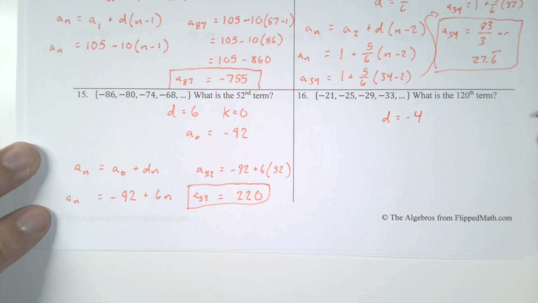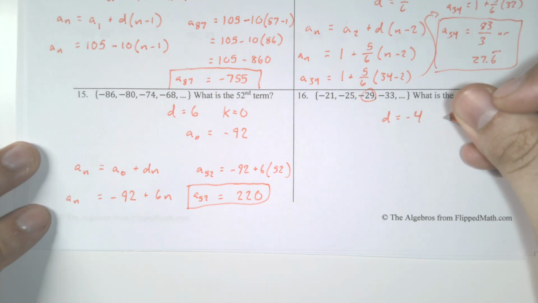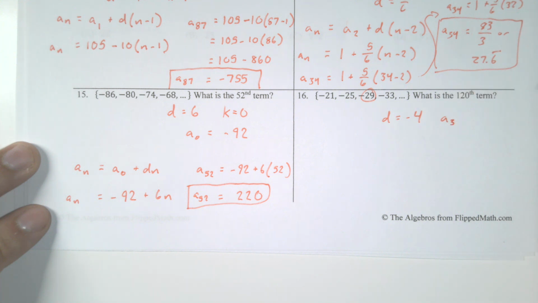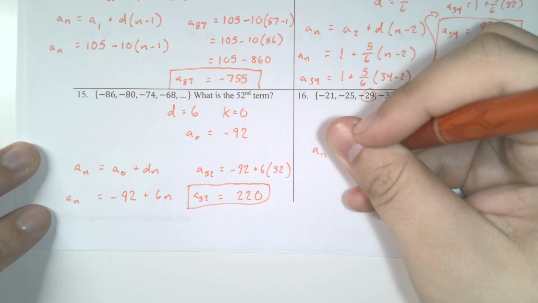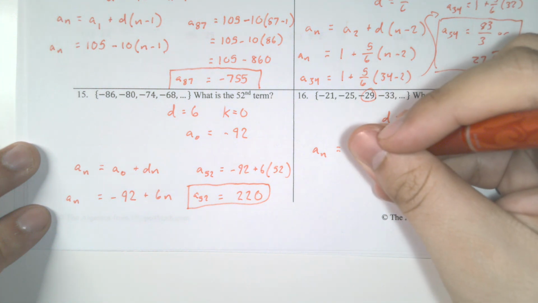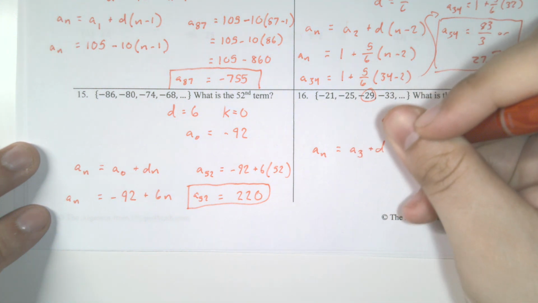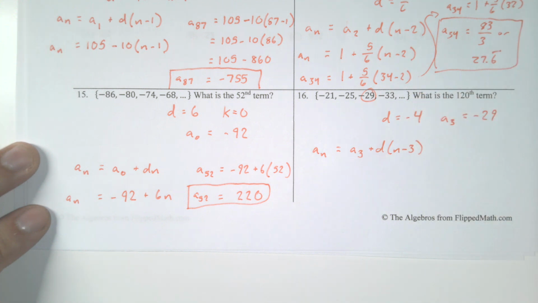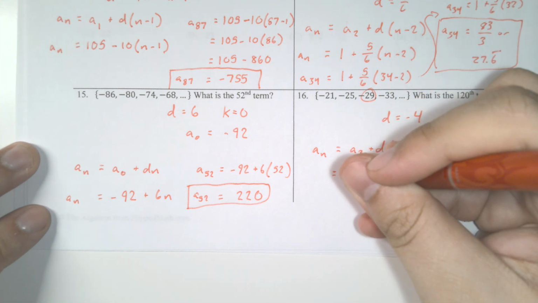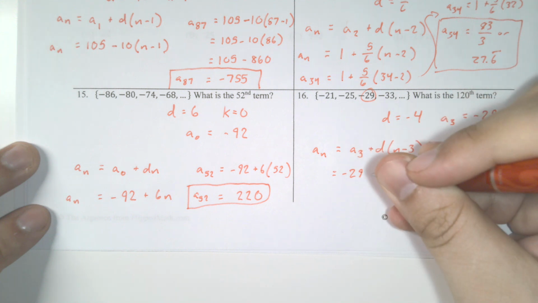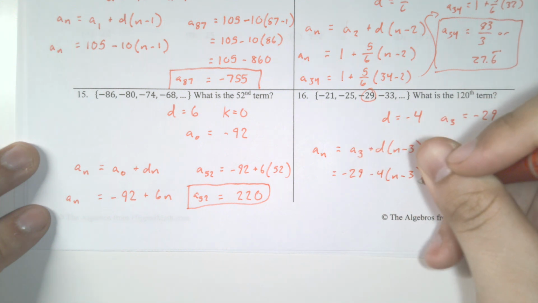All right, and let's use the third term. And again, that is completely arbitrary which term you use. I'm just trying to show that it doesn't matter. So a sub 3 is negative 29. And so our general formula is going to be given by a sub n is equal to a sub 3 plus d times n minus 3. A sub 3 is negative 29. So negative 29 minus 4 times n minus 3.